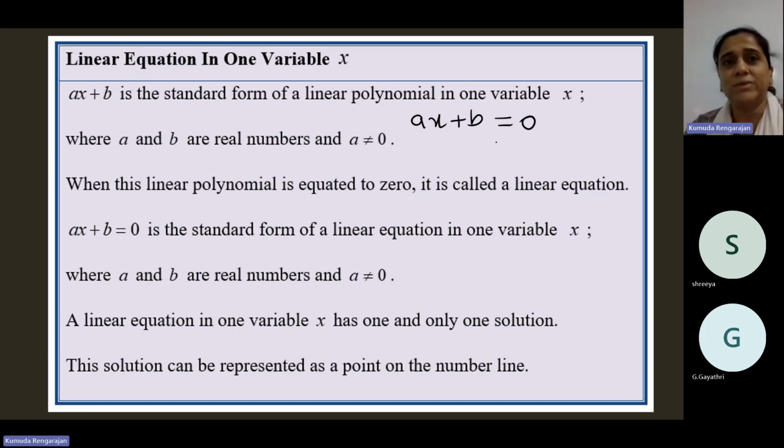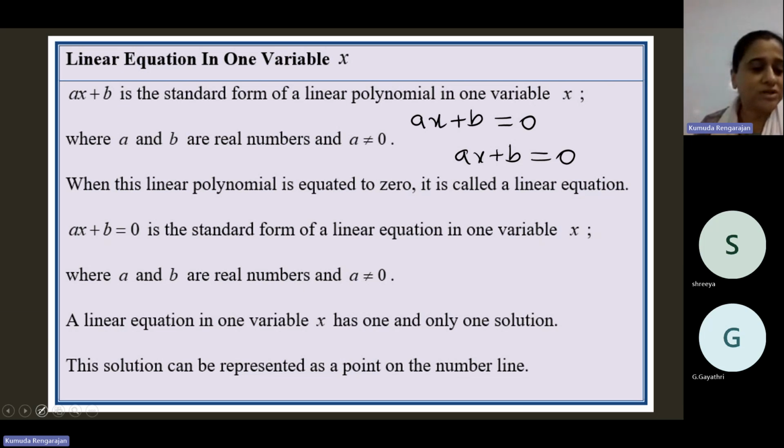So ax plus b is equal to 0 is a linear equation. This is a linear polynomial, the standard form of a linear polynomial. If you equate this to 0, this is the standard form of a linear equation in one variable x. Same conditions apply: a and b are real numbers, a not equal to 0.